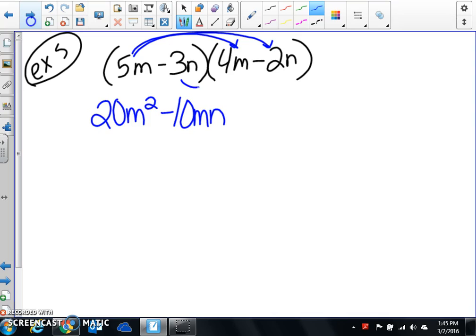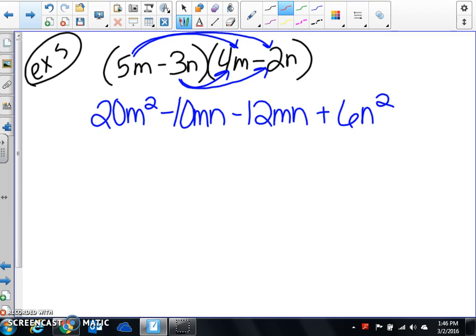Okay, now I go over here. Negative 3 times 4 is negative 12. I have n times m, which is the same thing as mn, right? nm, mn, commutative property of multiplication. Negative 3 times negative 2 is a positive 6. N times n is n squared.